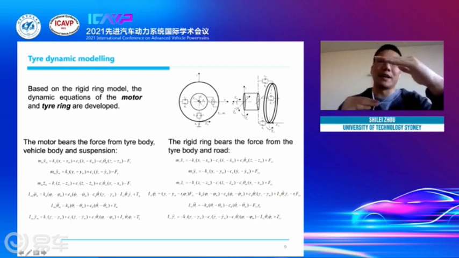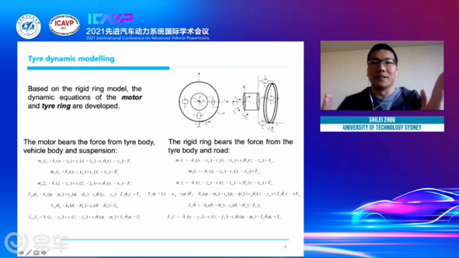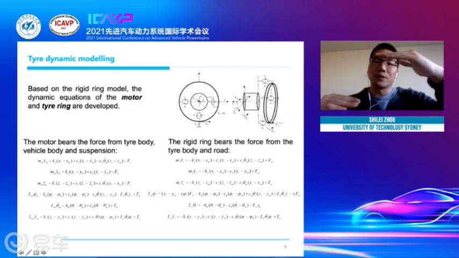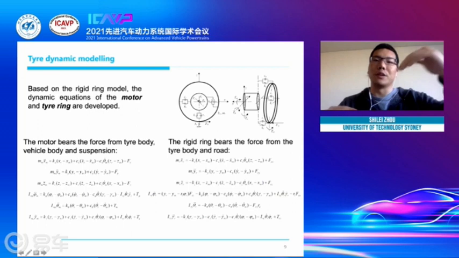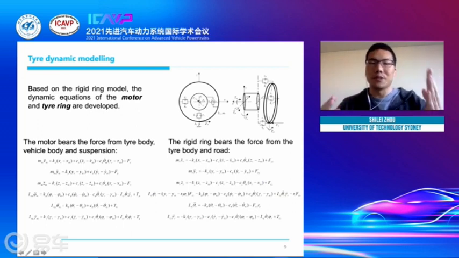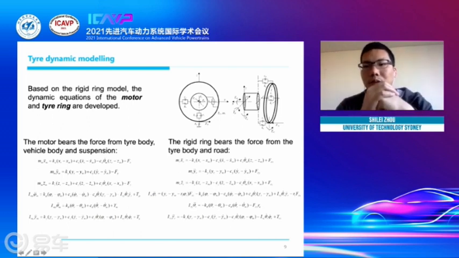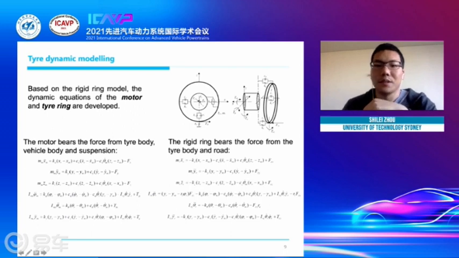From this process, we can find it's not a rigid body. It's not just a simple 2 degree of freedom system. It's actually a long process, from when the road force is generated to when it is passed to the vehicle body. If we oversimplify the model, the real dynamics is not represented.